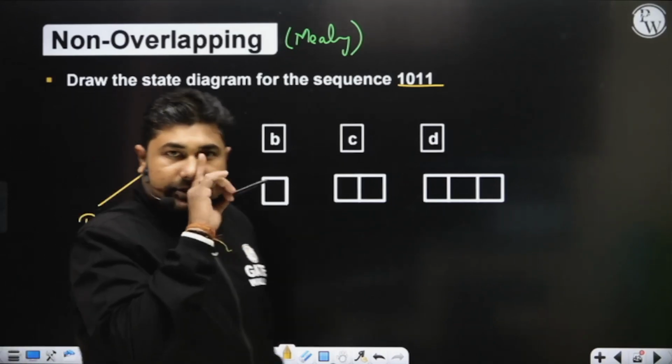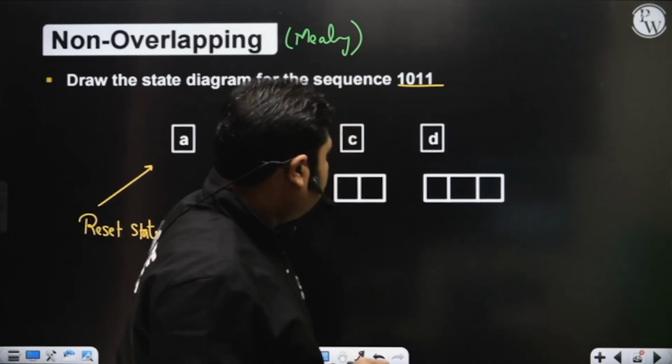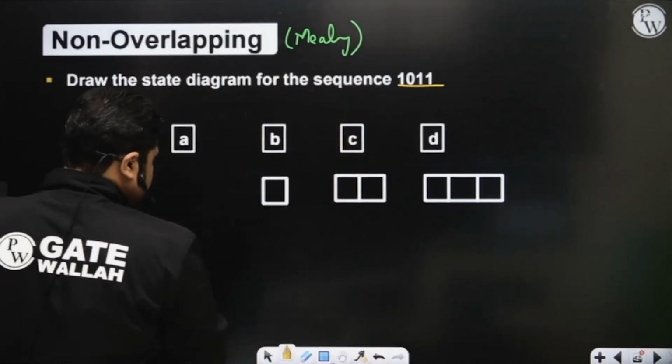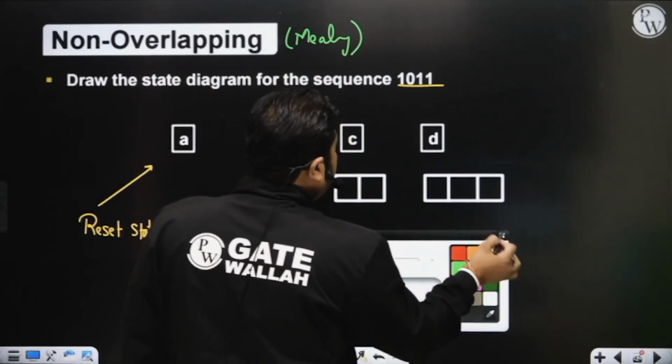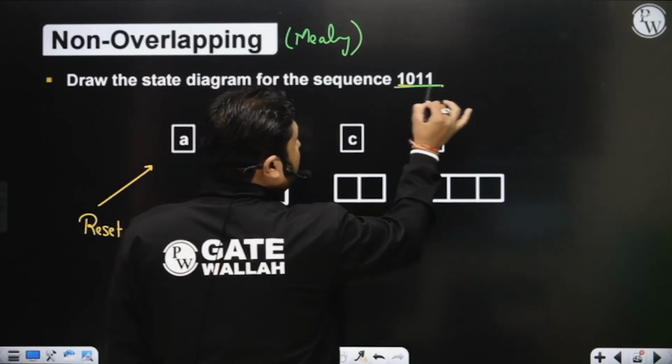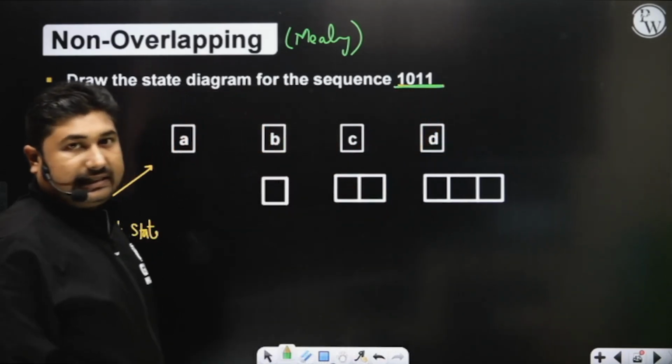Reset state means 0 0 0 0 state. Okay. Yes, sir. So this is your reset state. Now please observe here and identify what is the sequence needed. What is the sequence needed?